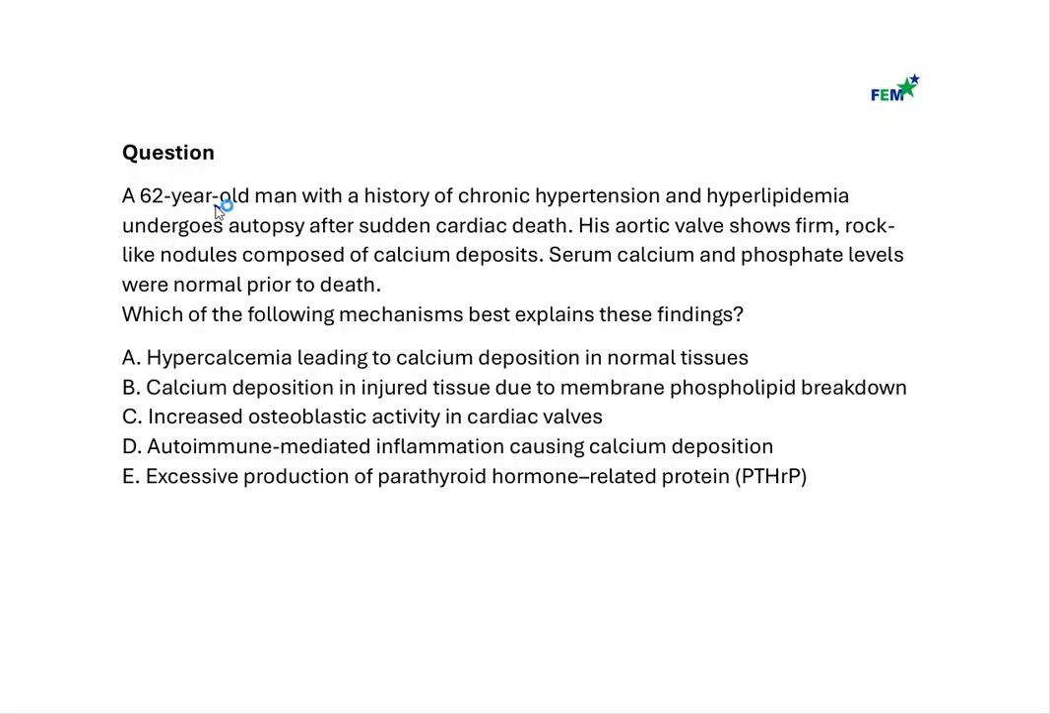So let's start with a question. A 62-year-old man with a history of chronic hypertension and hyperlipidemia undergoes autopsy after sudden cardiac death. His aortic valve shows firm rock-like nodules composed of calcium deposits. So that sounds like this patient has possible aortic stenosis with aortic calcification. The serum calcium and phosphate levels were within normal limits prior to his death. Which of the following mechanisms best explains these findings?